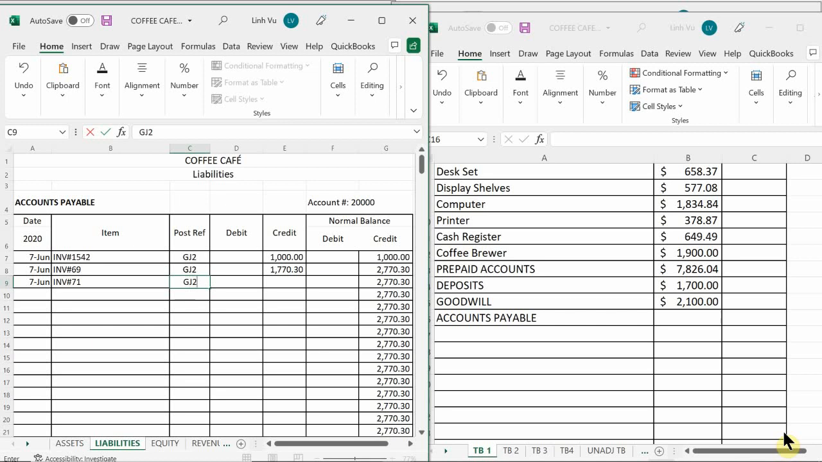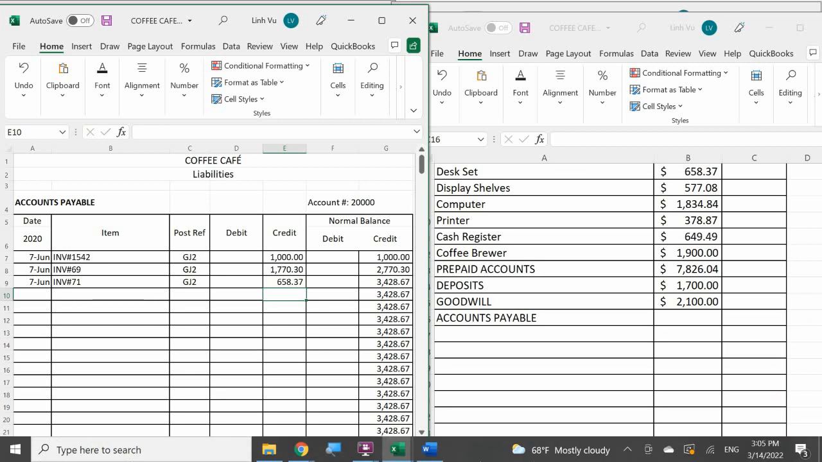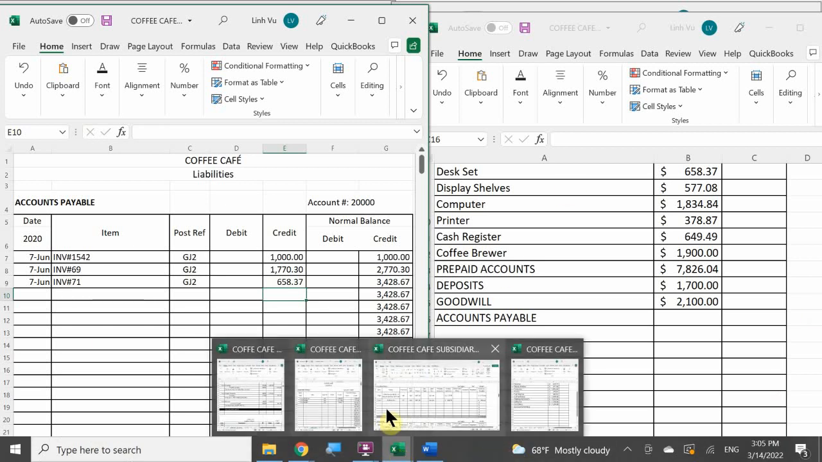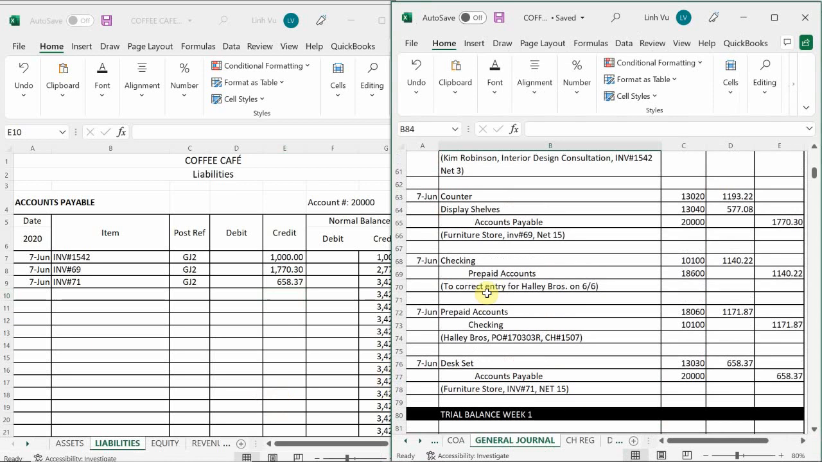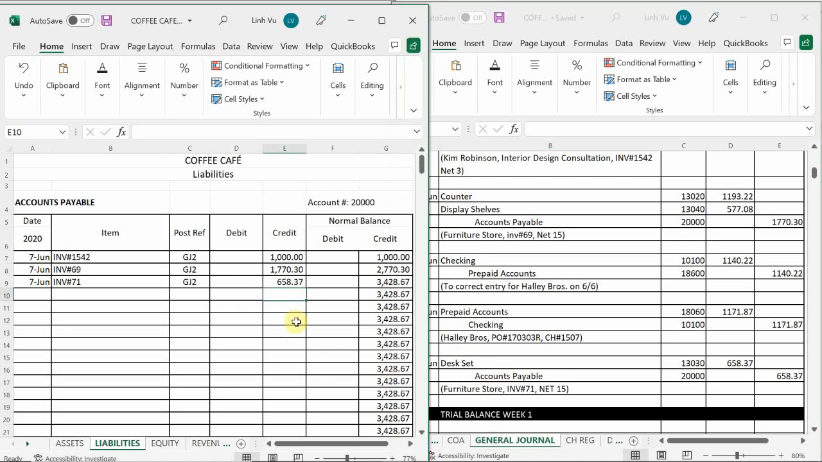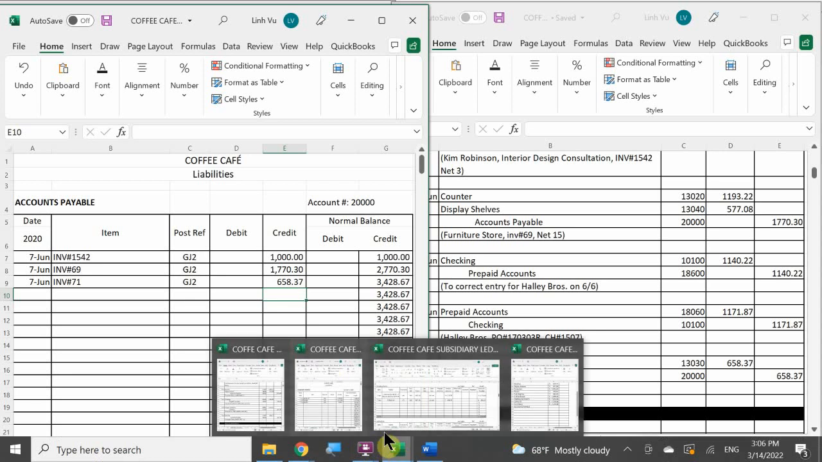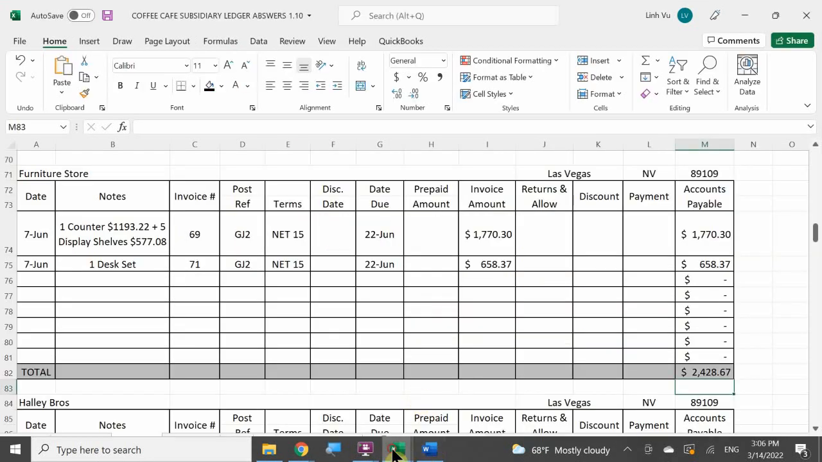General Journal 2 for $658.37. Right? That's what it was in my journal. Desk set, accounts payable. Yep. So I guess I missed that one. All right. We entered in the desk, and we also entered the bill. So in this case, what is my account balance in my accounts payable account?